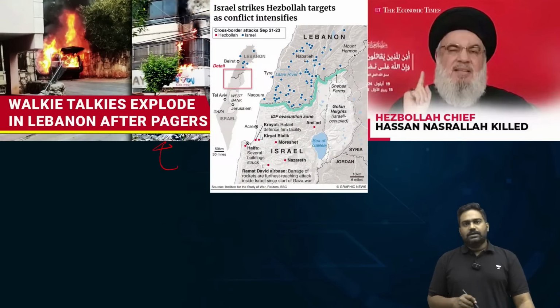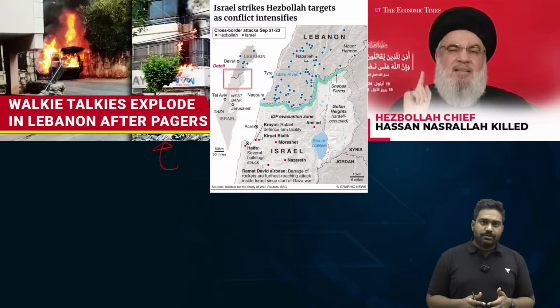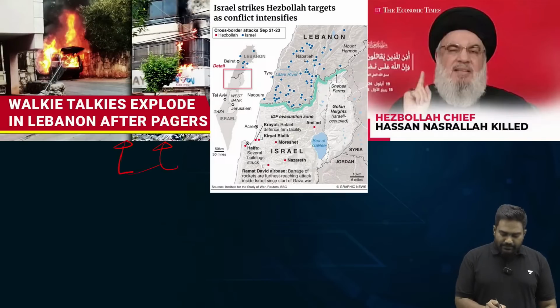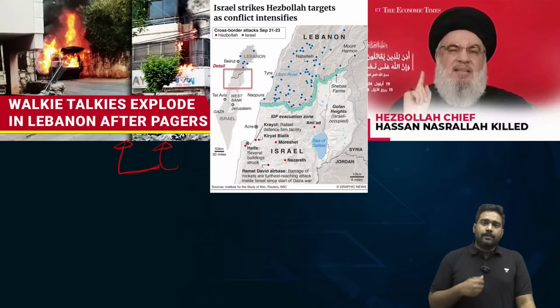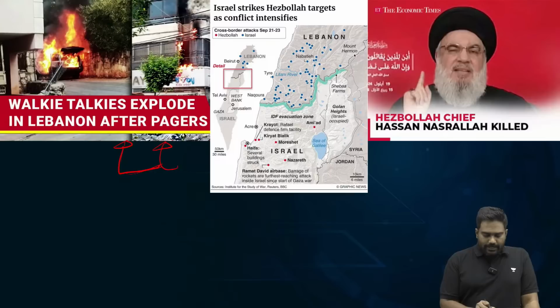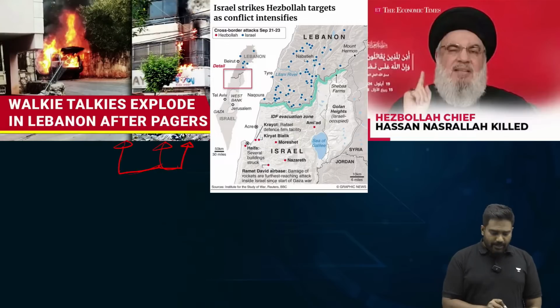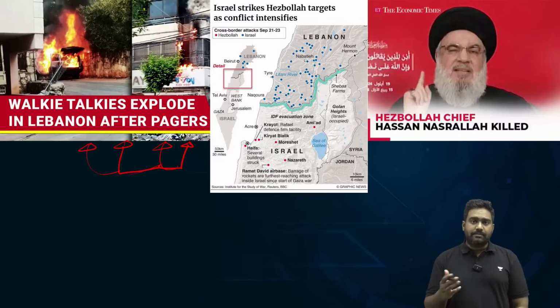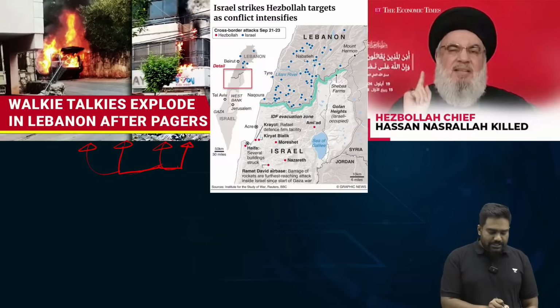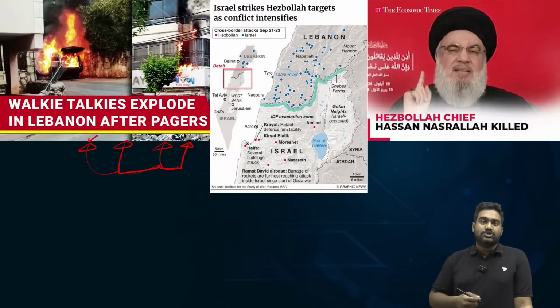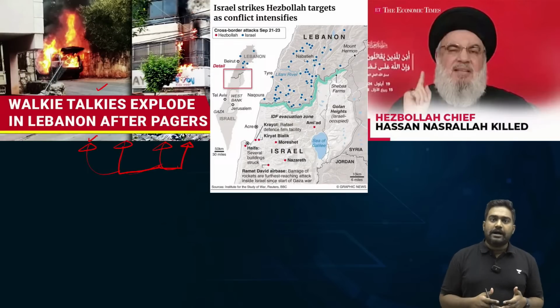First was the pager and walkie-talkie explosions, an attack which was unheard of, unprecedented in its scale, where Israel had infiltrated into the supply chain, right, to manipulate the communication devices that Hezbollah fighters were using and remotely detonated them, thousands of them, leading to simultaneous explosions where many Hezbollah commanders and fighters were injured and some were killed as well. So this also dealt a psychological blow to Hezbollah, which is one of the most powerful non-state groups in the world, sponsored by Iran.